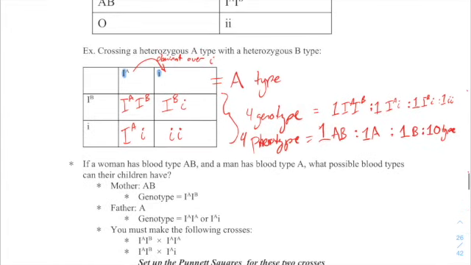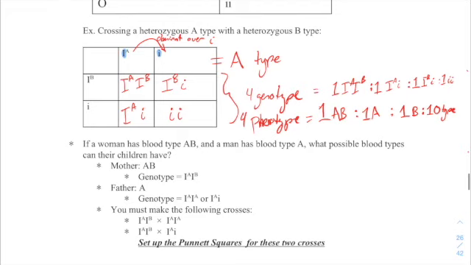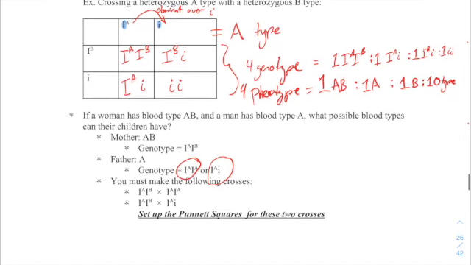So let's look at this example. If a woman has AB blood and a man has type A blood, what possible blood types could their children have? Well, there are 2 factors to consider here. The father could be homozygous for A, or they could be heterozygous for A and carrying the i gene or the O type allele. So we need to consider 2 different crosses in this case.